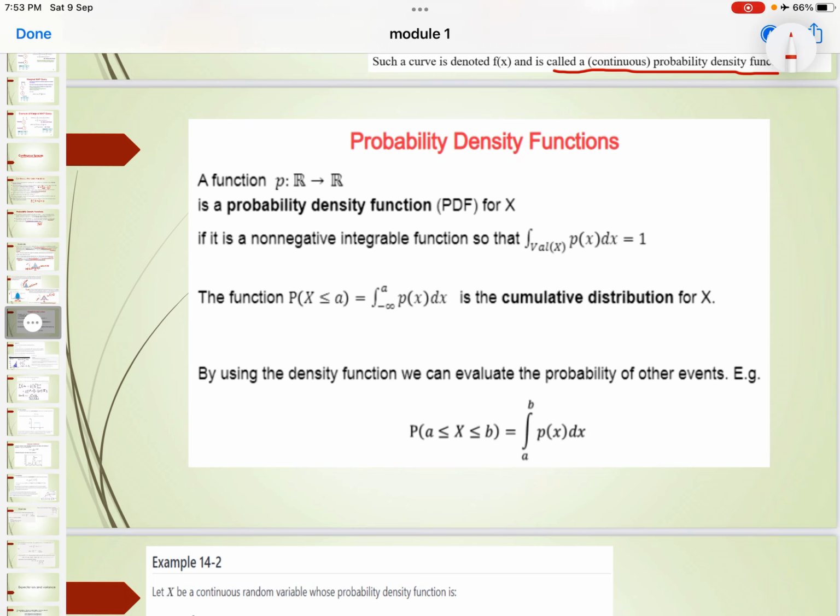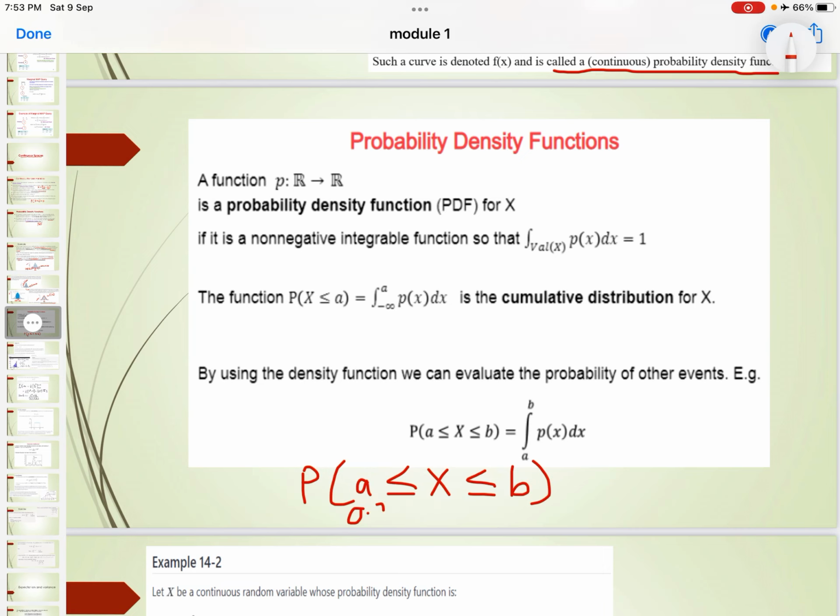Now, what is a probability density function? A function p from R to R is a probability density function, PDF, for x if it is a non-negative integrable function such that the integral of p of x dx over all x is equal to 1. The integral from minus infinity to a of p of x dx is the cumulative distribution for x. By using the density function, we can evaluate the probability of other events. Example, p of a.